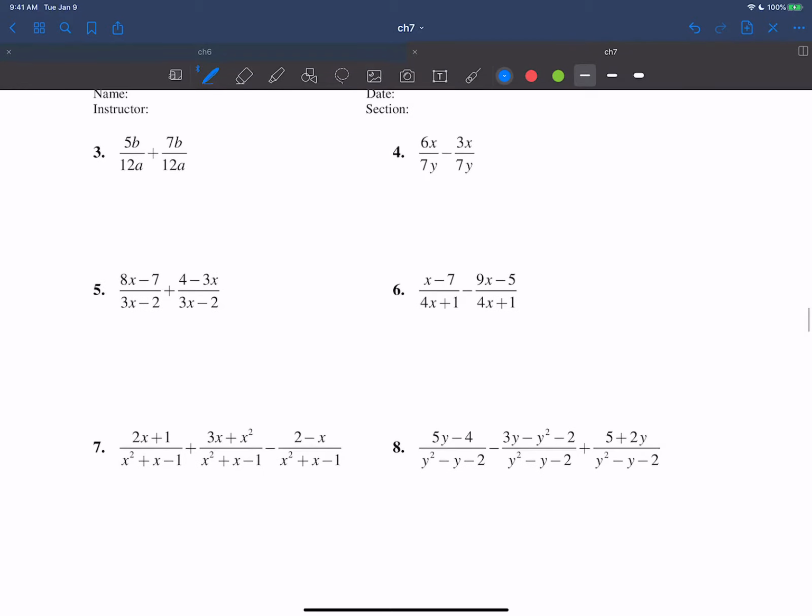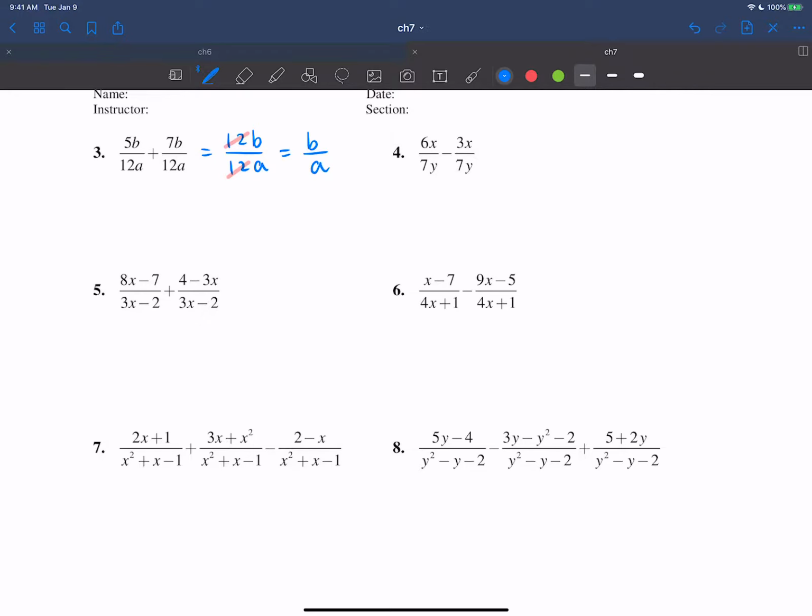Next page, number 3. 5b over 12a plus 7b over 12a. Again, they have the same denominator. We simply add the numerators. In this case, it will be 12b over 12a. Since they have a common factor of 12, I'm going to cross them out and write down the final answer, b over a.